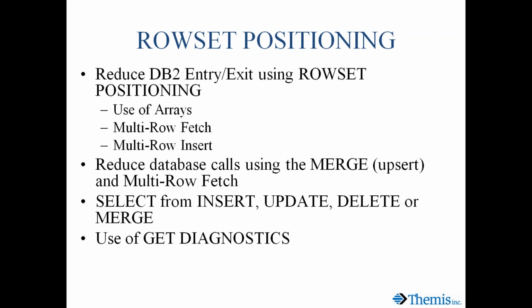Now the other thing we can do to reduce entry exits to DB2 and reduce our CPU and address-based dispatching and task control dispatching and everything else. To reduce the entry exit, use your row set processing. Use arrays. Okay? Do multi-row fetches. Do multi-row inserts. Okay? This will reduce the database calls. You can also use your merge, your upserts. This is the conditional. If it's there, update it. If it's not, insert it. And you can also use this with multi-row processing.